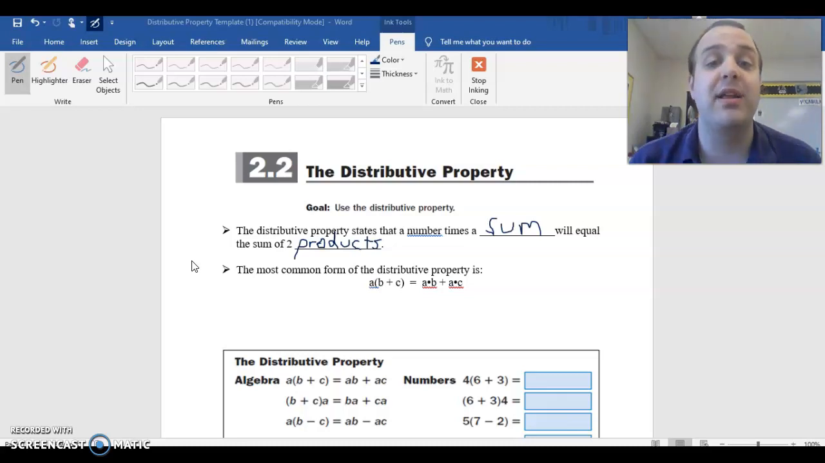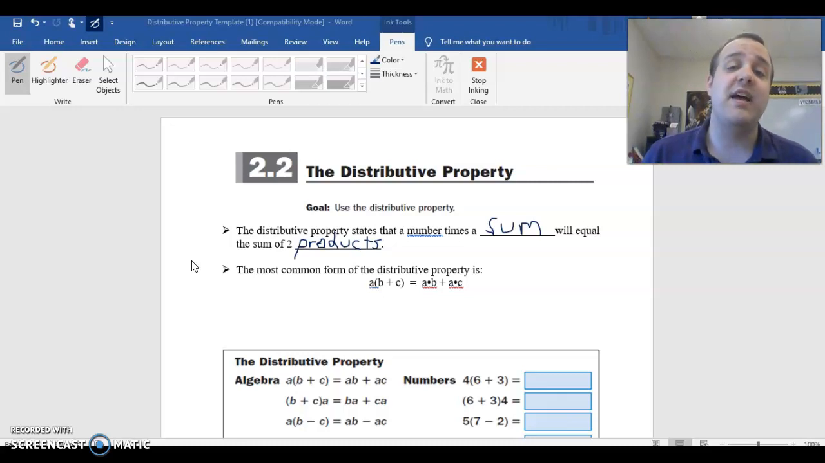The distributive property, basically the textbook definition we're going to see here, is that a number times a sum will equal the sum of two products. Now, I don't know about you, but when I hear that, I go, what the heck are you talking about, Mr. Guy? What the heck does that mean? I don't even understand that.